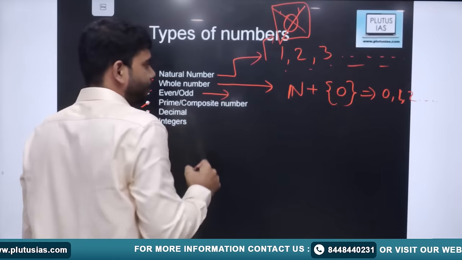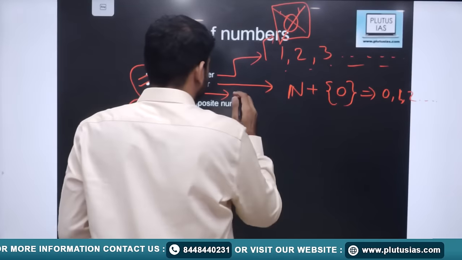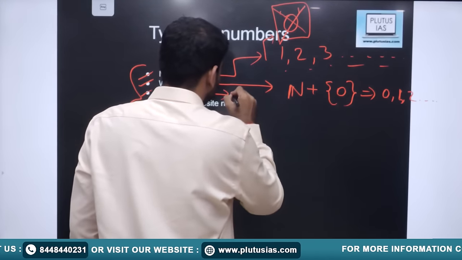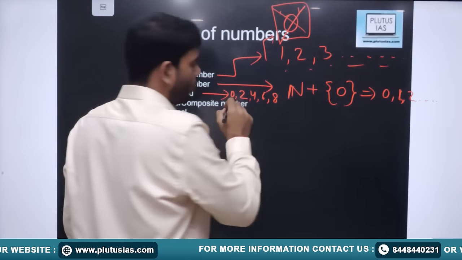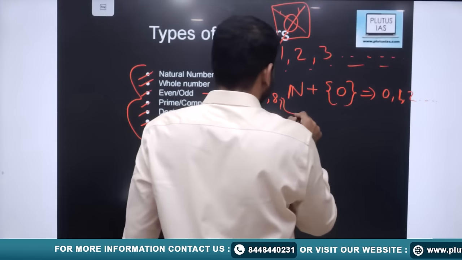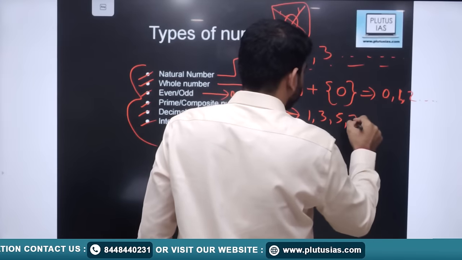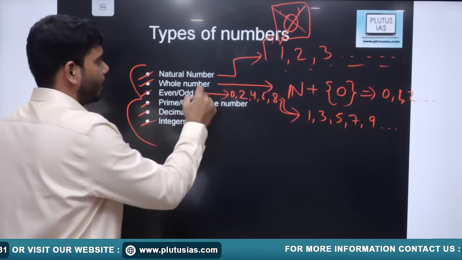Even and odd numbers. Even numbers are those which are multiples of 2, like 0, 2, 4, 6, 8. These all are multiples of 2, so these all are even numbers. And odd numbers are 1, 3, 5, 7, 9. These are odd numbers, right?